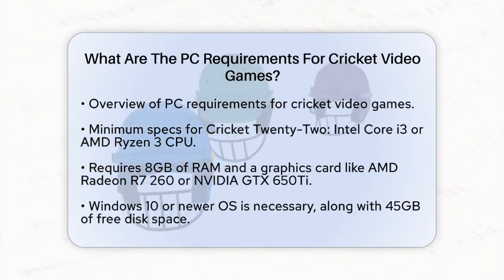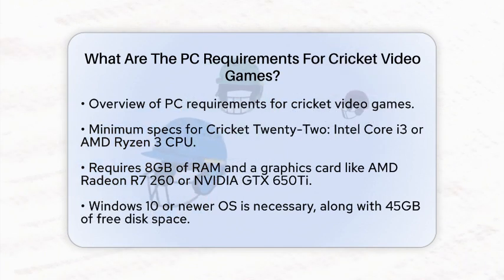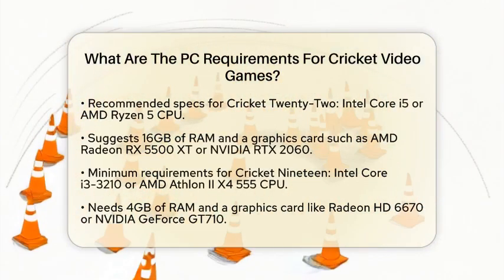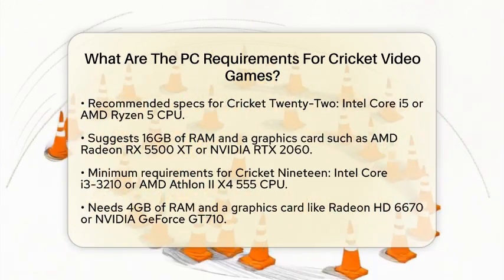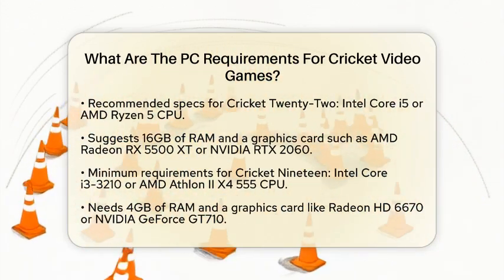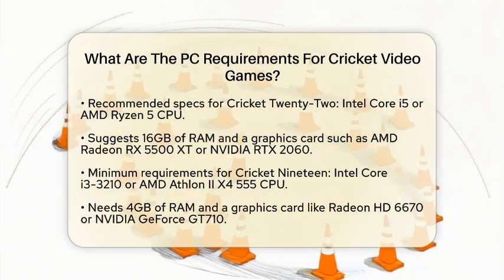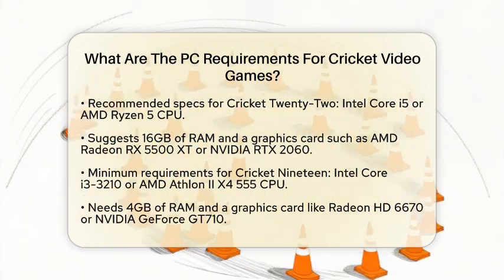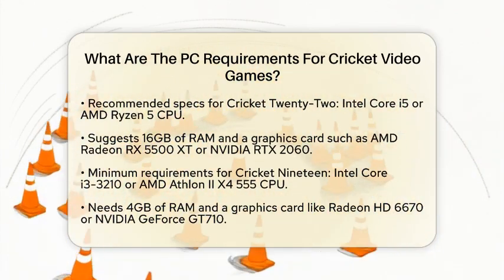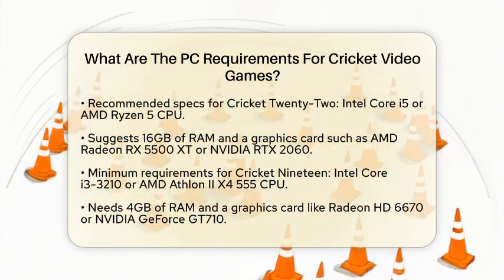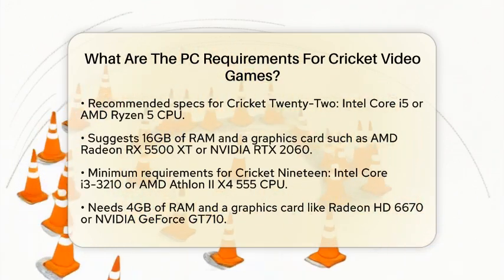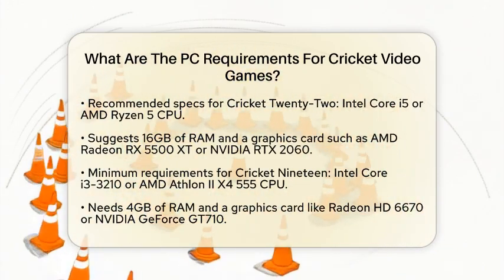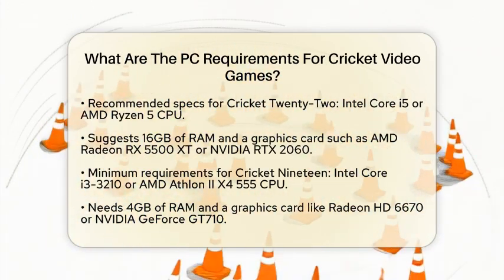If you want a better experience, the recommended requirements for Cricket 22 suggest using an Intel Core i5 or AMD Ryzen 5 processor. You should have 16 GB of random access memory and a graphics card such as the AMD Radeon RX 5500 XT or NVIDIA RTX 2060 with 4 GB of video random access memory. Again, ensure your operating system is Windows 10 or higher, and you will still need 45 GB of free disk space. Now let's move on to Cricket 19.